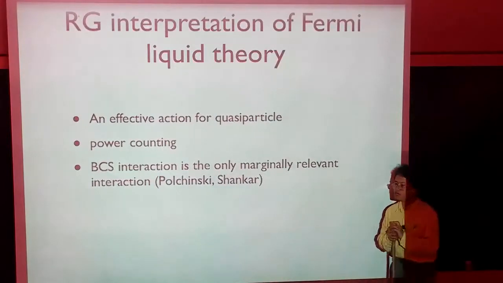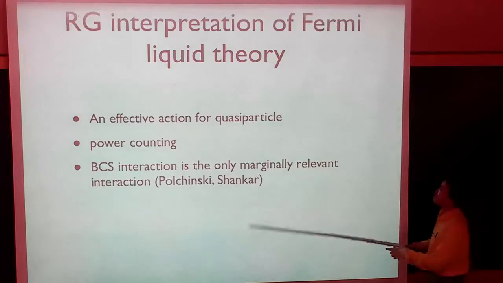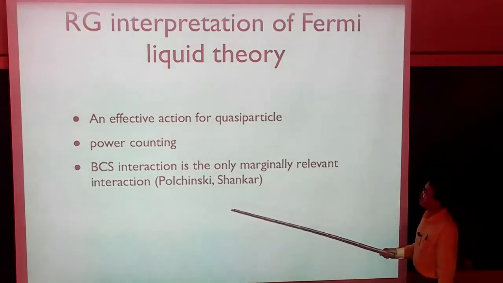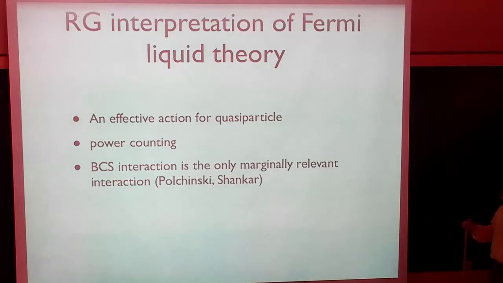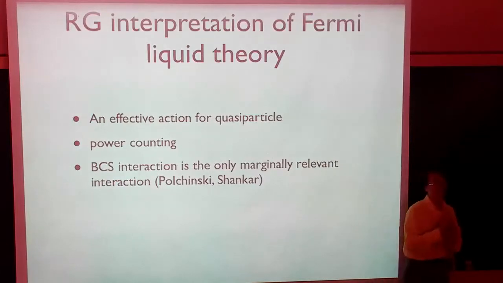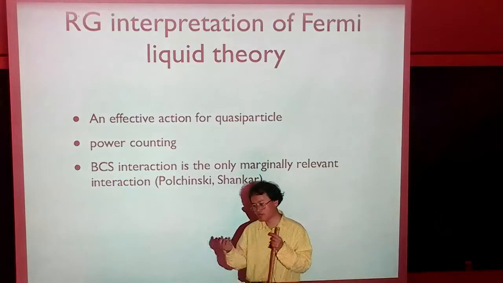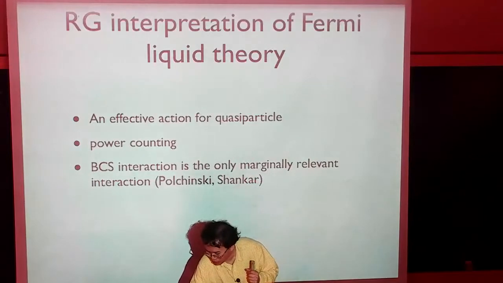We can try to interpret Landau's Fermi liquid theory as a result of integrating out the degrees of freedom that are far away from the Fermi surface. After this procedure, one gets an effective action for the quasi-particles, and one can do some power counting to convince oneself that the only interaction that is potentially relevant, in this case marginally relevant, is the BCS channel interaction that would lead to the formation of superconductivity. If the interaction is repulsive in the BCS channel, then we would get Landau liquid behavior.